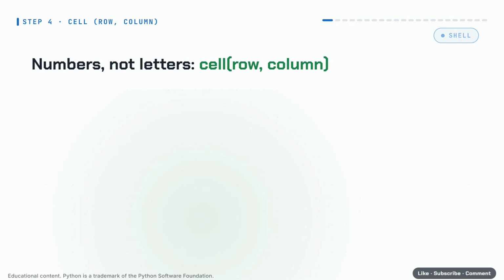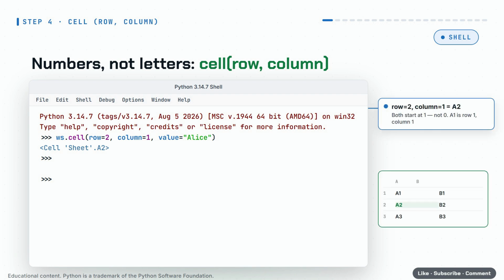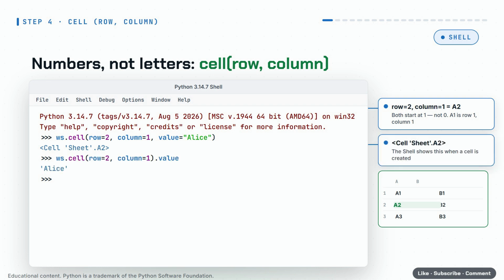There is another way to reach a cell with numbers. ws.cell(row=2, column=1, value='Alice') writes Alice into cell A2. Row and column both start at 1, so A1 is row 1, column 1. The shell shows the cell it created. Numbers are perfect for loops, because a loop can count. This is how we will fill a whole table.